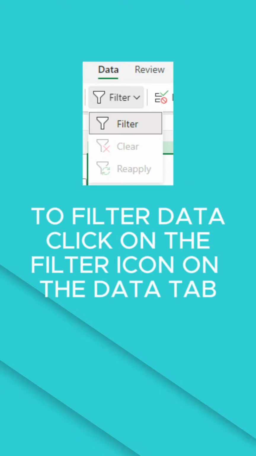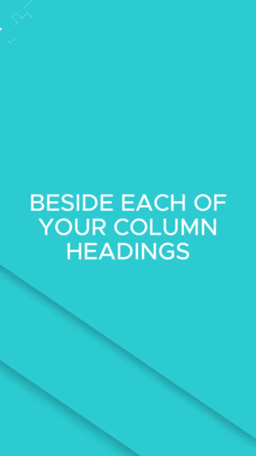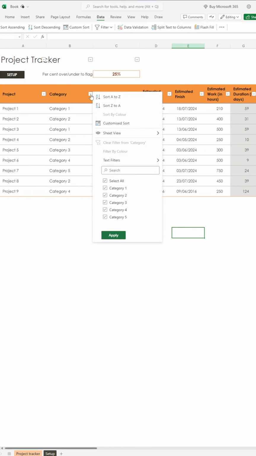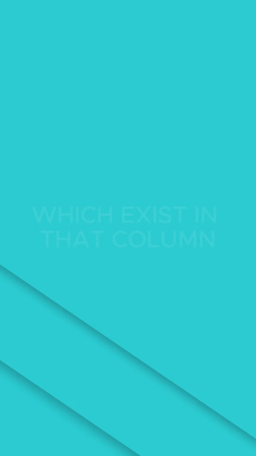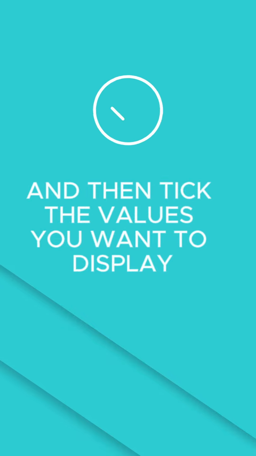To filter data, click on the filter icon on the Data tab. This will automatically put a filter arrow beside each of your column headings. Click on the filter arrow beside the column you wish to filter on. This will display a menu with a list of all the values which exist in that column. Untick the Select All option at the top of the list, and then tick the values you want to display.